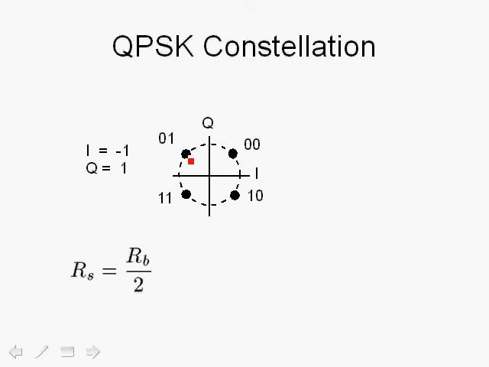For example, the point over here has coordinates I equals -1 and Q equals +1. Notice that in the case of quadrature phase shift keying, all 4 coordinates also lie on a circle with a constant modulus. Now we have 4 points, therefore we have 4 possibilities. So for the 4 possible points, we associate each point with 2 bits.